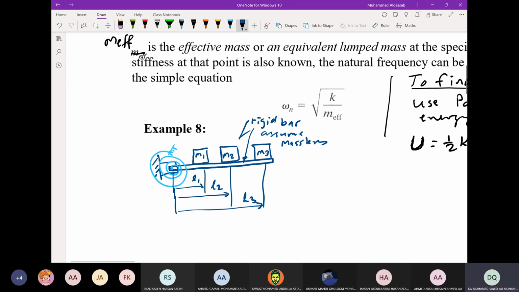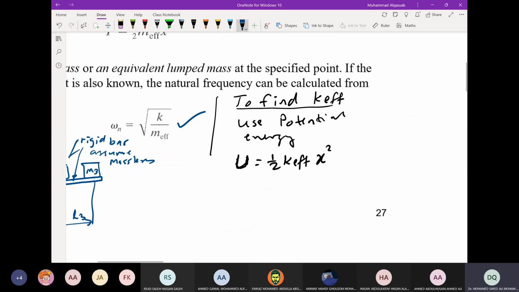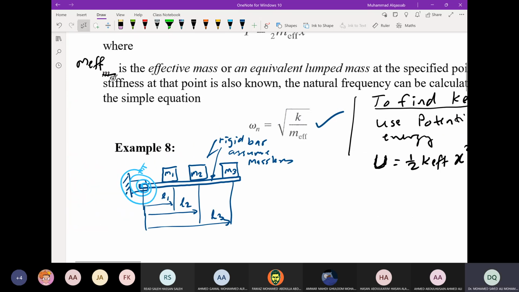Once you reach a spring mass system, omega n is equal to square root of k over m effective. If k effective has to be obtained, then omega n will be square root of k effective divided by m effective, if it is required to obtain the effective stiffness at that point. Okay, as in this example.